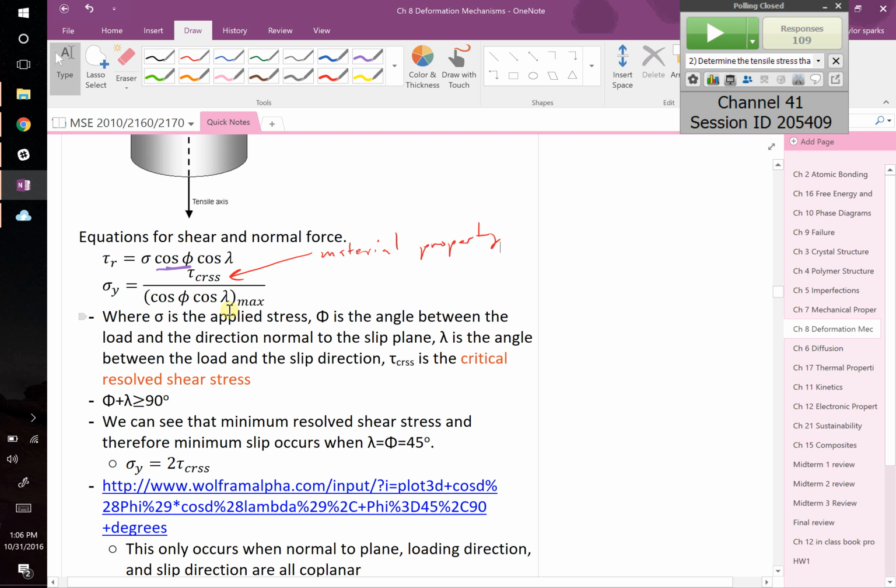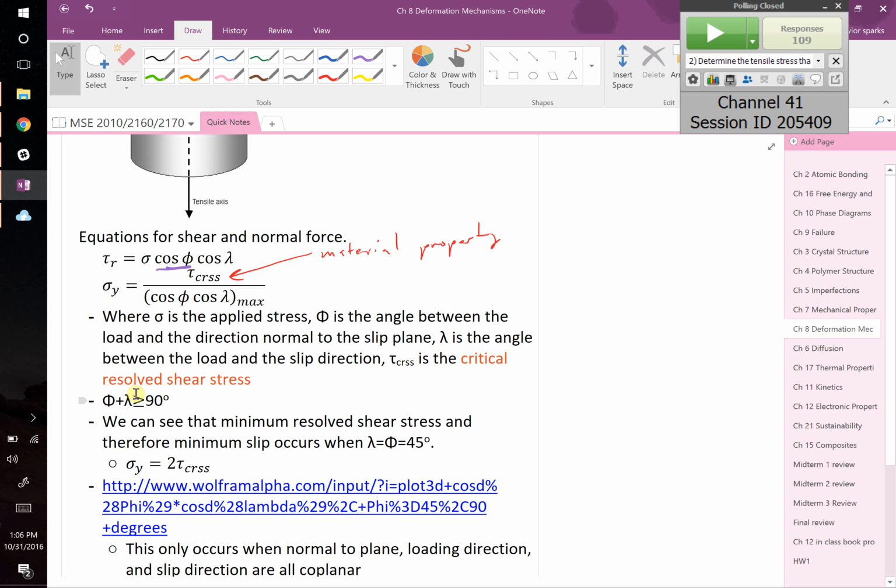Now, one last catch here is that these angles can't just be arbitrary. They can't be anything. In fact, we know that phi and lambda have to add up to be at least 90 degrees. Why? Why do phi and lambda have to add up to be at least 90 degrees? This is oftentimes hard for students to grasp. So let's imagine in this plane down here, this is the slip plane, right?